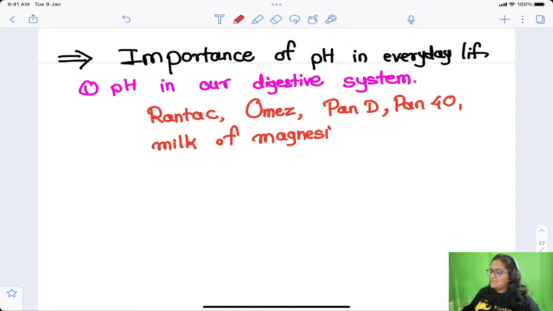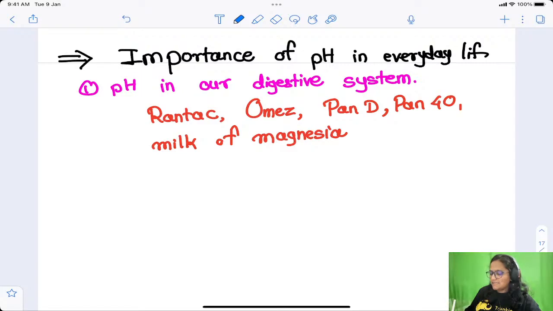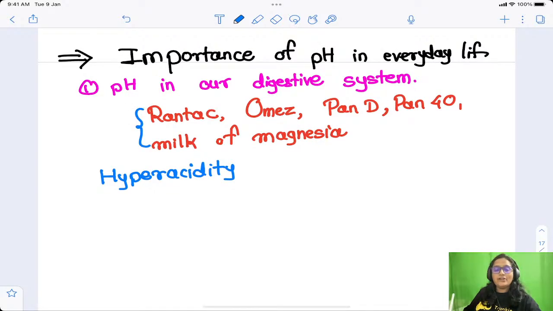right? Whenever excess acid is created inside the stomach, that situation is called hyperacidity. Hyper stands for greater, acidity. When excess acid is secreted inside the stomach, that is called hyperacidity. Now hyperacidity is treated by using antacids. These are the medicines used to neutralize the excess acid or kill the effect of excess acid inside the stomach. Therefore they are called antacids, anti to acids.